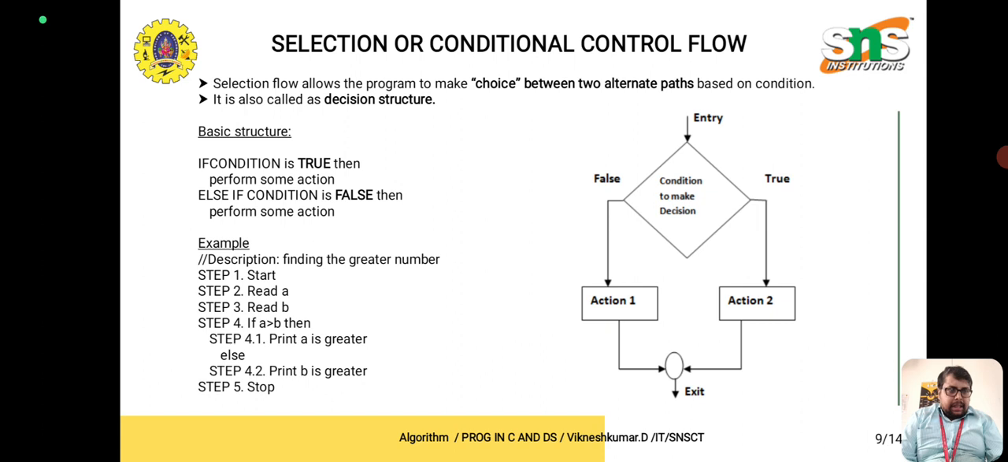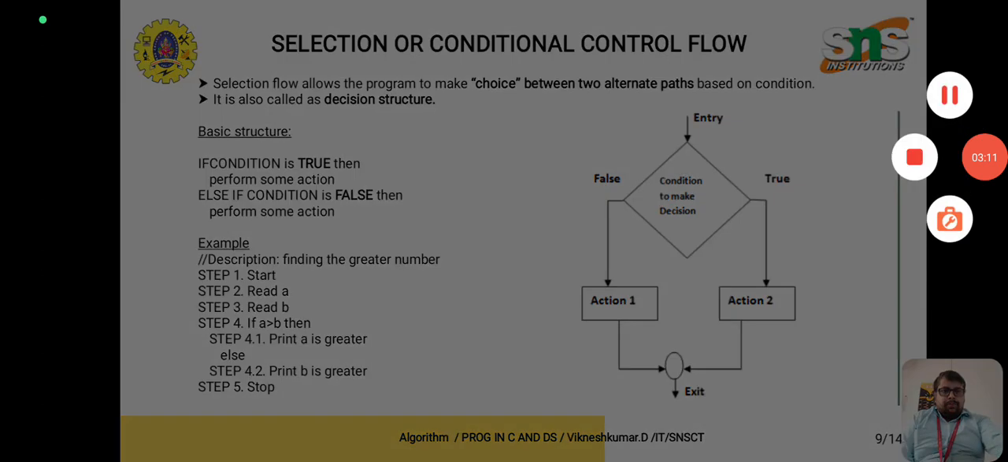That is, print A is greater or print B is greater will be executed, and then the process stops. Here you need to notice that based upon a certain condition, true or false, if it is true, the true path will be executed. If it is false, the false path will be executed. This is your selection control flow.